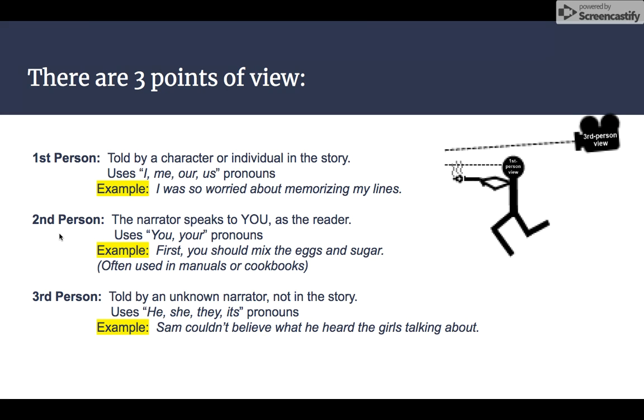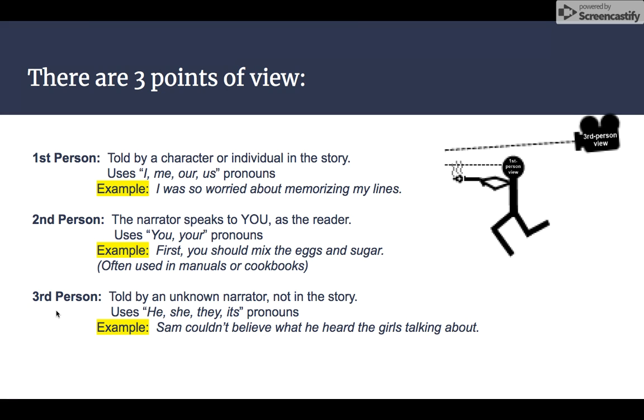Another point of view is second person point of view. It is not used very often. That's when the narrator speaks to you as the reader. So you'll see pronouns like you and your used a lot. An example, first you should mix the eggs and sugar. So you'll see this kind of point of view in manuals or cookbooks, recipes, telling you what to do. But it's not common in stories.